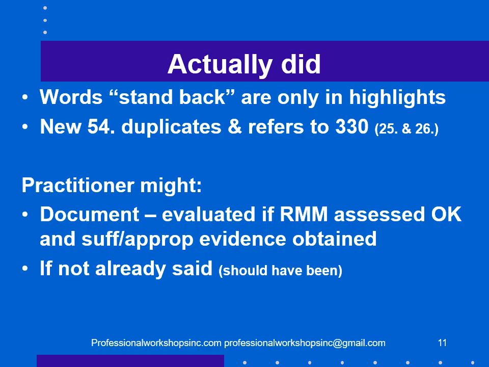What a practitioner might do, though, is, seeing they are proud of their new stand-back requirement, perhaps you will have a checklist step, which you should already have, but do it again saying, yeah, I assessed risk of material misstatement correctly, and I reassessed it, and it's okay, and I've got sufficient appropriate audit evidence. And if you haven't already said it, you should have said it with respect to 330. Nothing wrong with duplicating it and saying it again in 240.